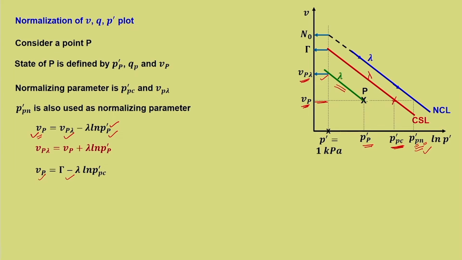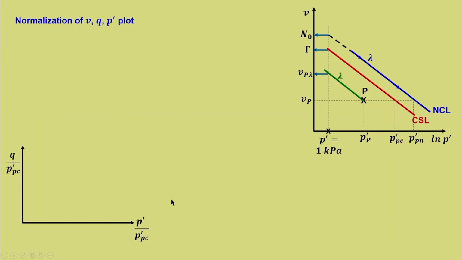VP depends on the position of P, gamma is the critical state parameter which is known, lambda is known, and P dash PC can be determined. So ln P dash PC is equal to gamma minus VP upon lambda. So both the normalizing parameters can be determined.